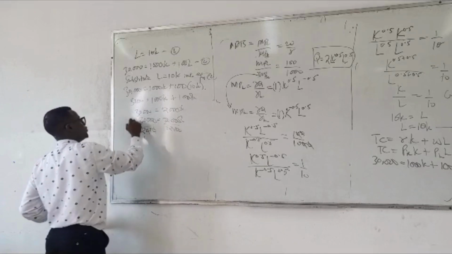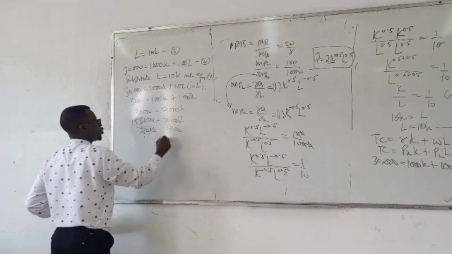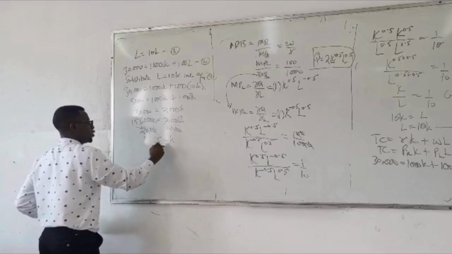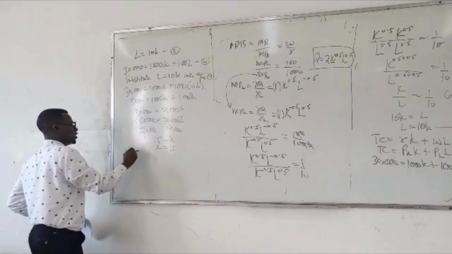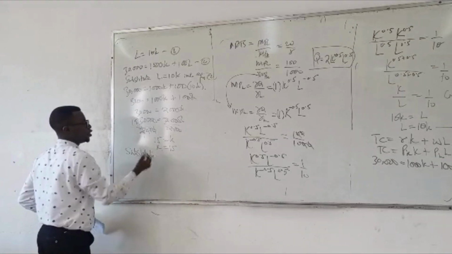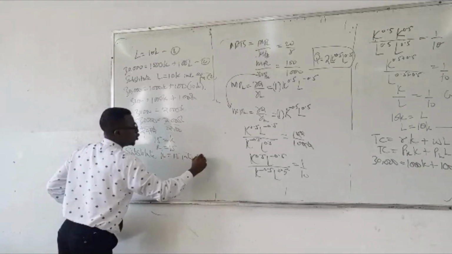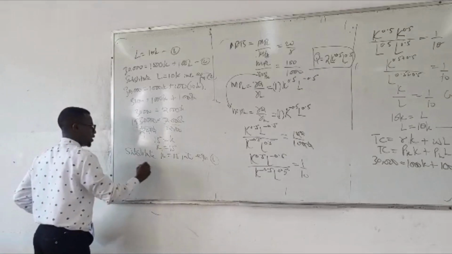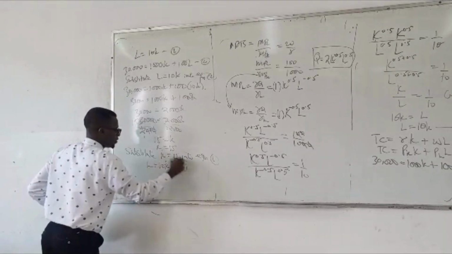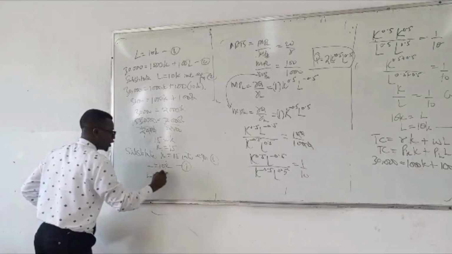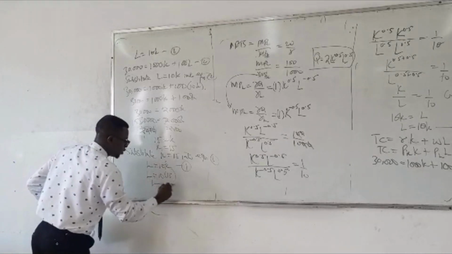So we're going to have 15 equals K, or K equals 15. Having found our K, we substitute K equals 15 into equation 1. What is equation 1? L equals 10K. So L, where K is 15, L equals 150.